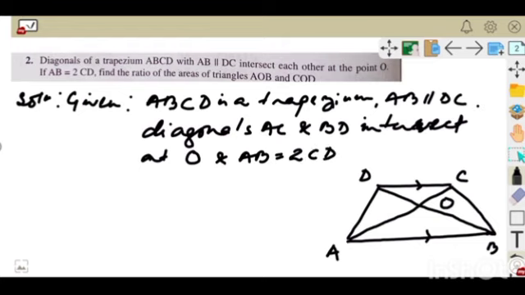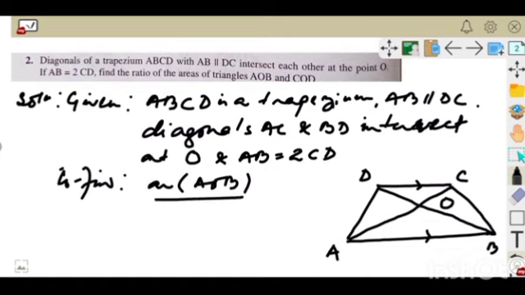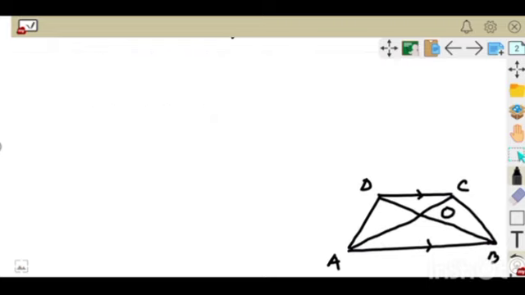That is the given. Okay, next what we have to prove? Sorry, it's not to prove, we are going to find. I'll write here to find. We have to find the ratio of areas of triangle AOB and COD. So area of AOB by area of COD. This is what we are going to find. We have to find the ratio. Here I'll write procedure.